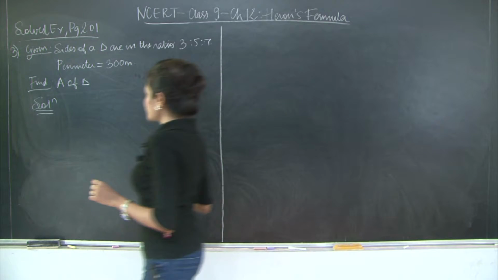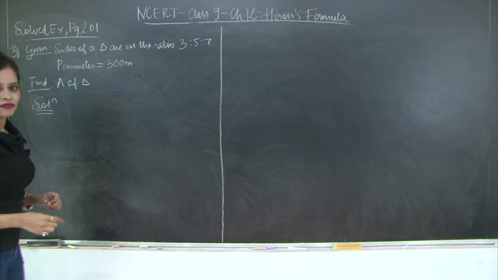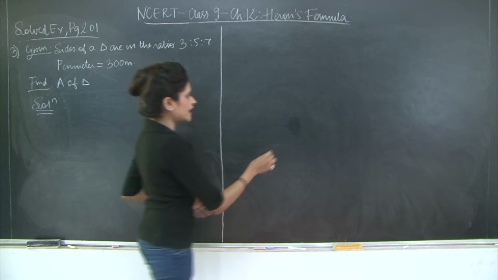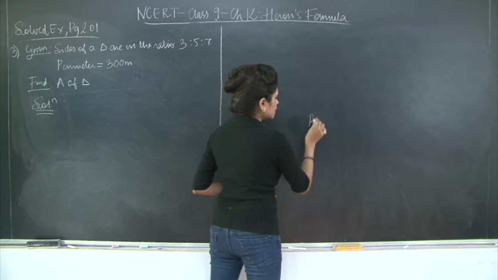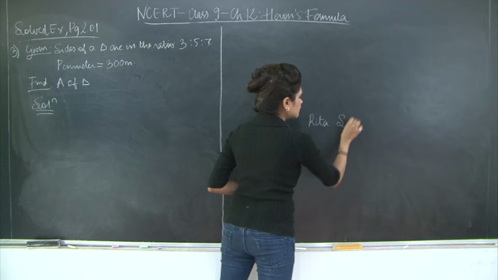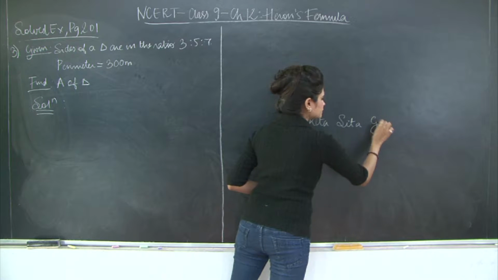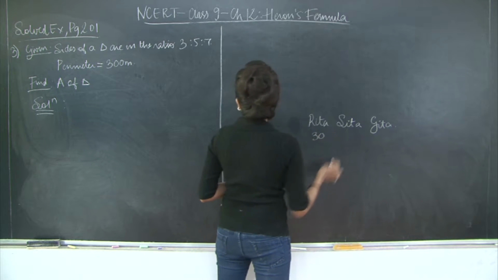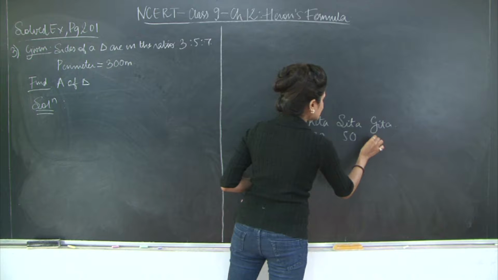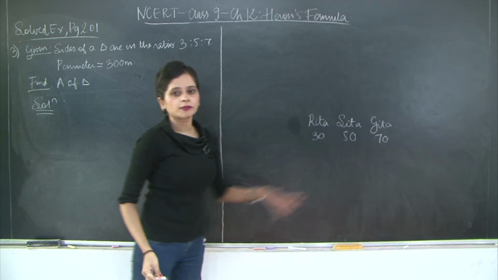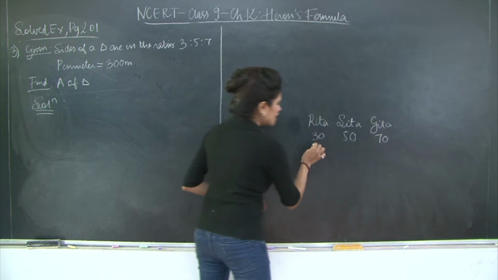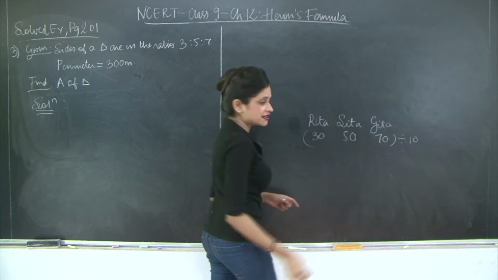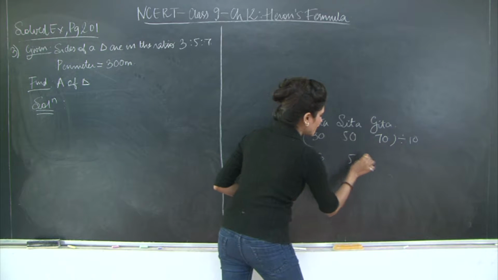What I will say is, let the common ratio be x, correct? So before solving the sum, let's say there are three friends, Rita, Sita and Geeta. I'll say that Rita has 30 rupees, Sita has 50 rupees and Geeta has 70 rupees. What would be the ratio of these numbers? If I divide throughout by 10, what will I get? I will get the ratio as 3:5:7.